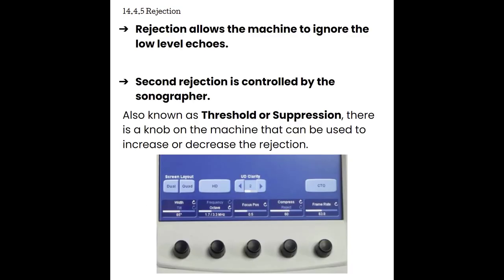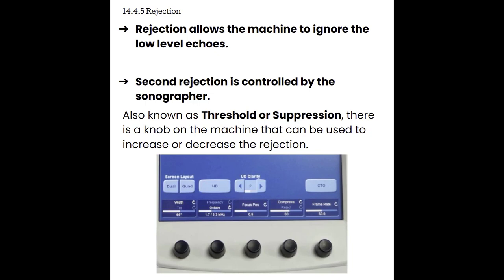The last function of the receiver is rejection. After demodulation, the amplitudes of the signal are all above the baseline. Rejection is the process by which the machine will decide what echoes it wants to get rid of because they are considered too weak. The goal of rejection is just to get rid of all that extra noise that's in the image. First, rejection is not controlled by the sonographer. It's going to happen automatically. Second, rejection is controlled by the sonographer.